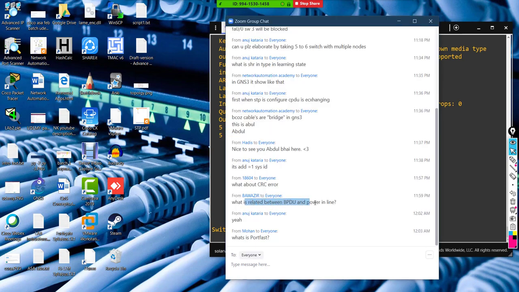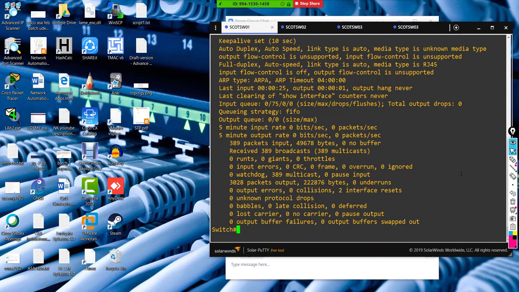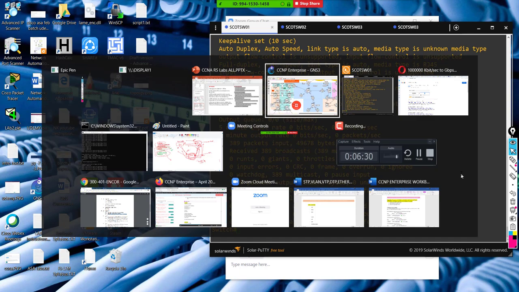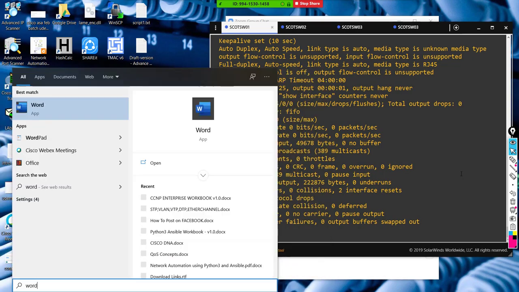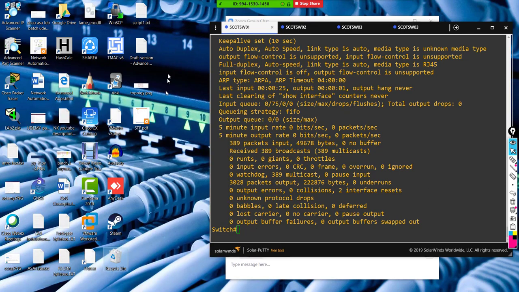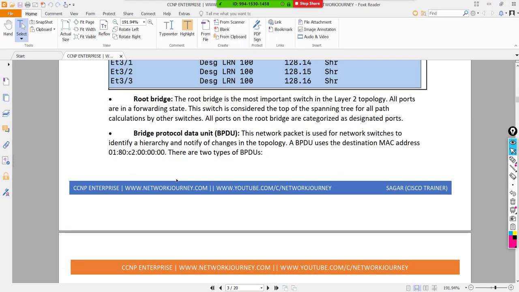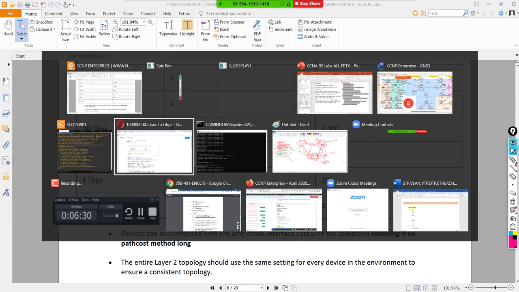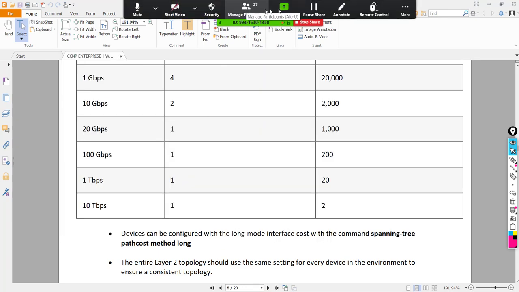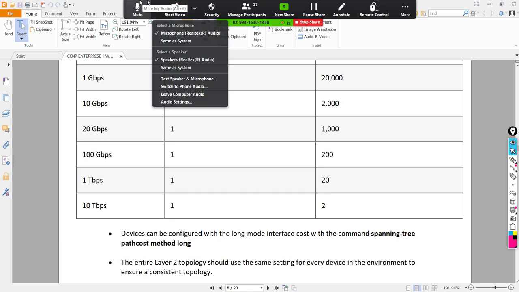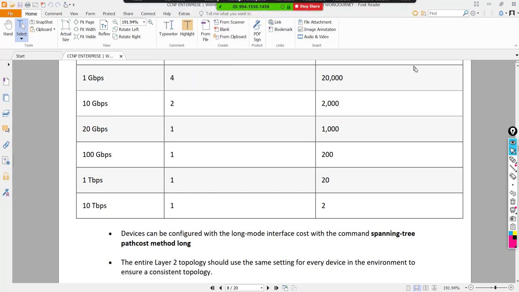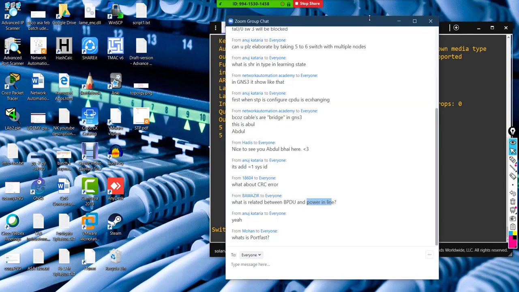What else? What is the relation between BPDU and power in line? So where is this power in line? Did we talk about power in line today? Or do you mean to say power over Ethernet? I hope you are. Okay, so I'm not sure where you got this.